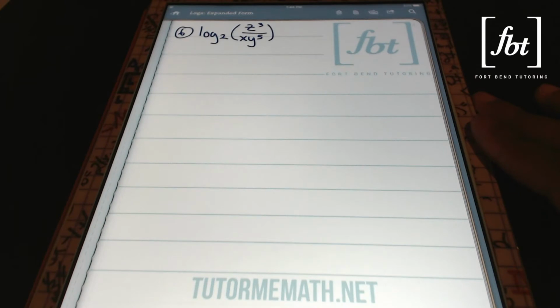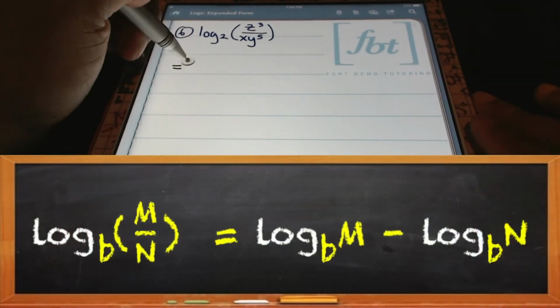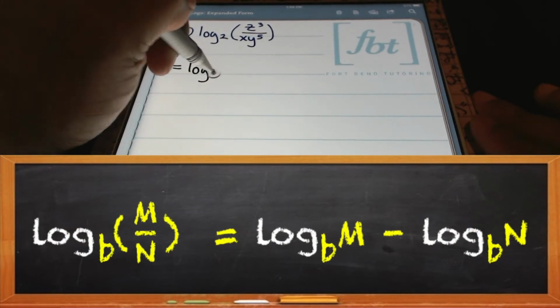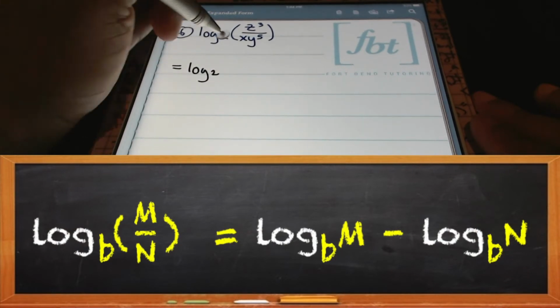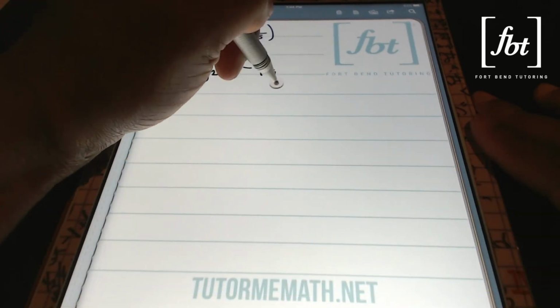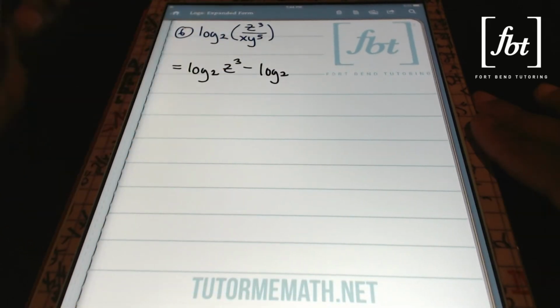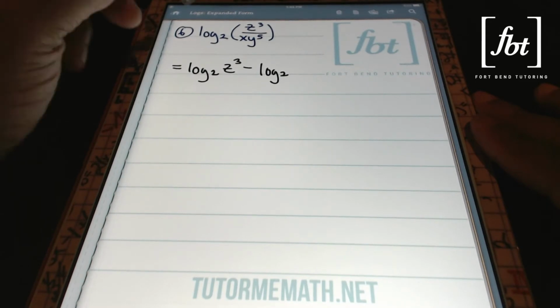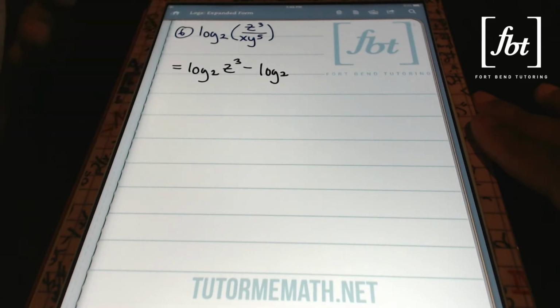Continuing on, we have problem number 6. This is going to be log base 2 of the quantity z cubed divided by xy to the 5th power. So once again, we have a rational expression here. We're going to be expanding this, noticing that the base of the logarithm is going to be 2. So we have log base 2 of the numerator, which is z cubed, minus log base 2. Mind the fact that your bases must remain the same. So because we start out with base 2, every term with a logarithm will also have that base of 2.